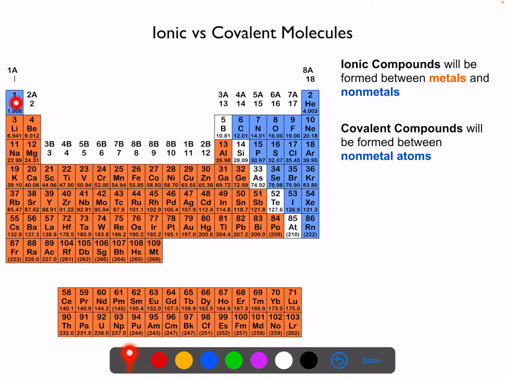Watch out for hydrogen. I've color-coded it blue. While it shows up in group 1, it's really more thought of as a nonmetal over here. So a covalently bonded compound is always between two atoms or more that are all nonmetals. So covalently bonded compounds come from our nonmetal side, and then ionically bonded compounds come from a metal and a nonmetal.